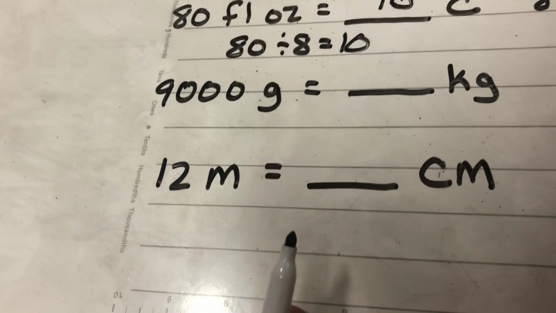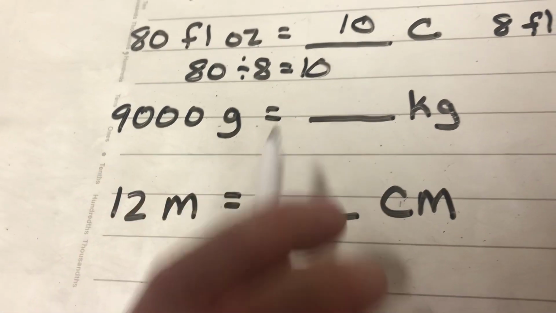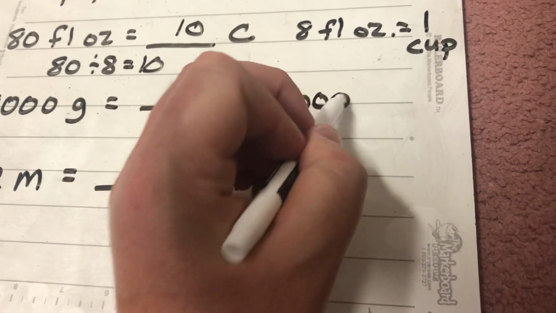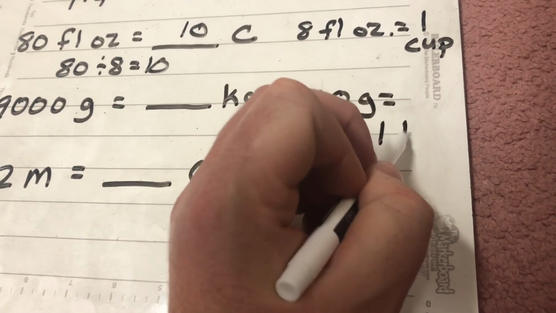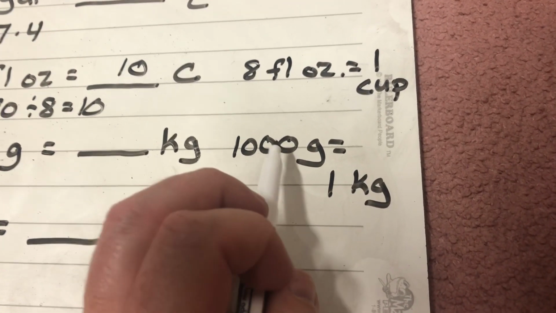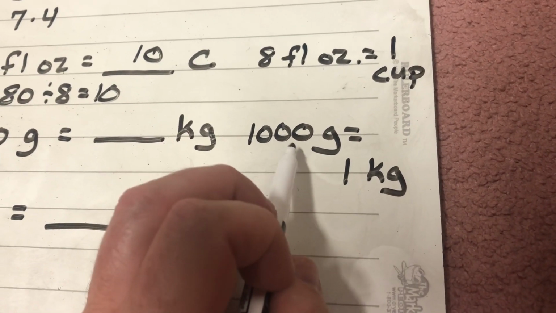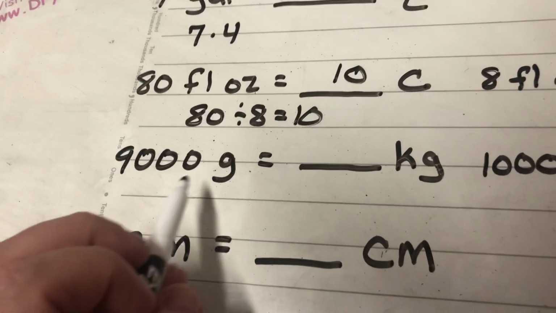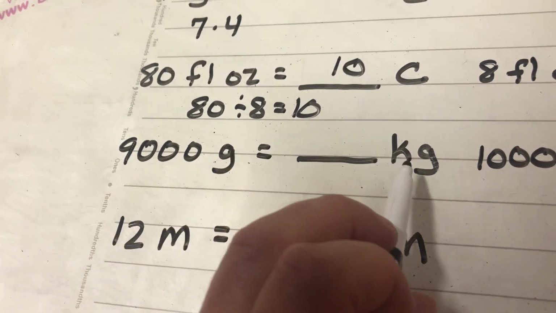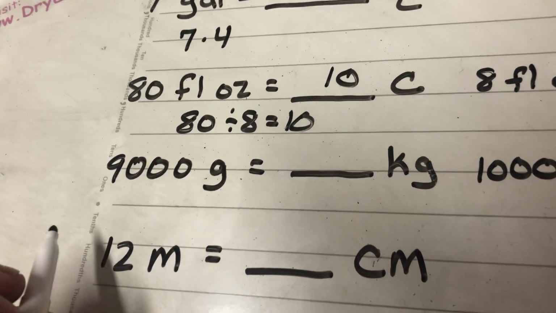The same holds true. Those same 2 rules hold true for the metric system. 9,000 grams equals blank kilograms. Well, in your metric section, you should see something that says 1,000 grams is equal to 1 kilogram. So when I look at this, it becomes apparent that 1 gram is smaller than 1 kilogram because it takes 1,000 grams to make 1 kilogram. So going from grams to kilograms, since 1 gram is smaller than 1 kilogram, I would say my measurement is getting bigger, which means my number is getting smaller, which means I'm going to divide.